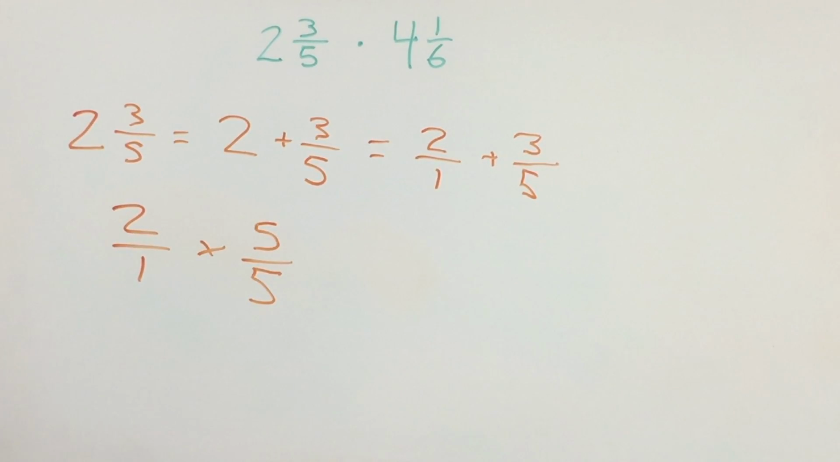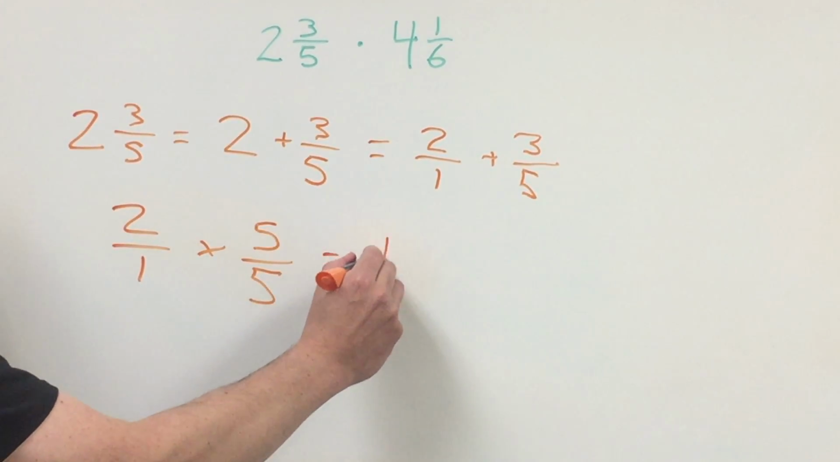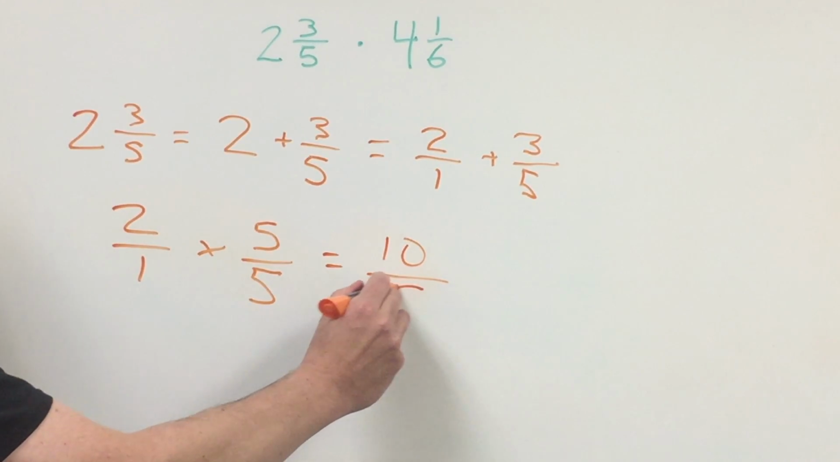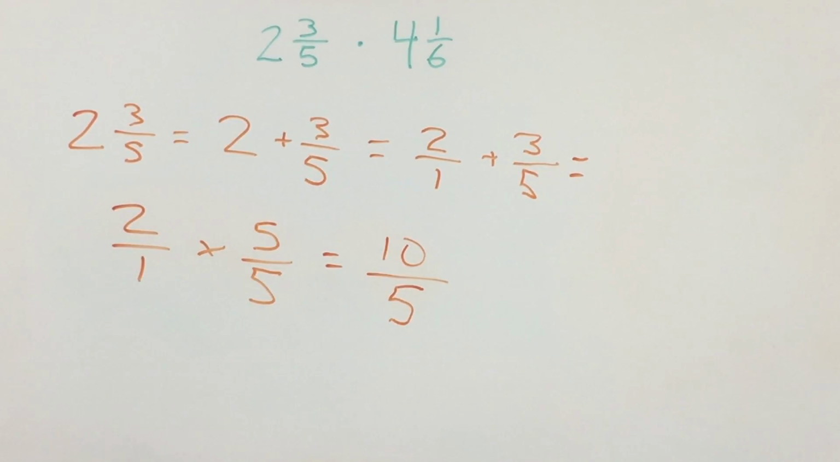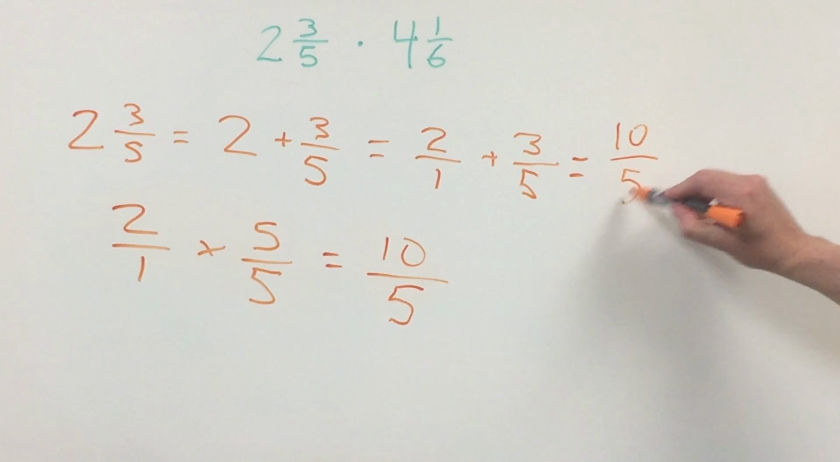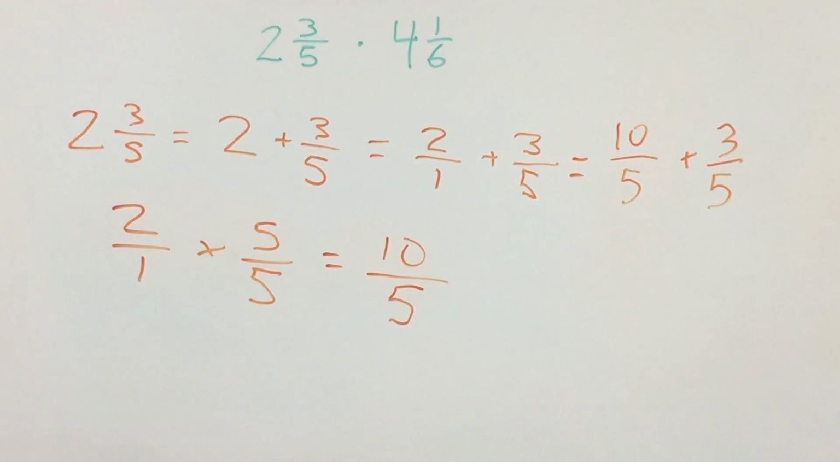Multiplying fractions is very straightforward. We multiply the numerators, 2 and 5, to get 10. We multiply the denominators, 1 and 5, to get 5. Now that we know that 2 is equal to 10/5, we can rewrite the problem as 10/5 plus 3/5. Adding fractions when we have a common denominator is very simple. We add 10 and 3 to get 13, and put it over the common denominator 5.